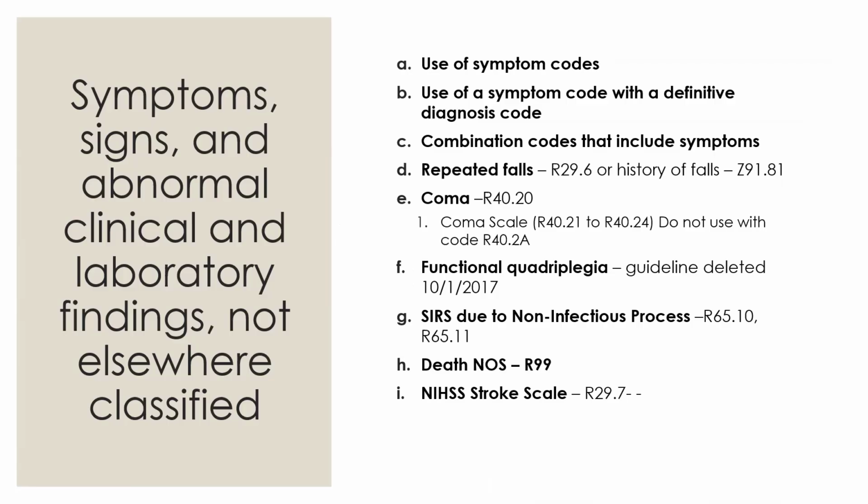So now let's talk a little bit more about the coma scale. The coma scale codes are R40.21 to R40.24 that can be used in conjunction with traumatic brain injury codes. These codes cannot be used with code R40.2A for non-traumatic coma due to an underlying condition. They are primarily used for trauma registries, but they may be used in any setting where this information is collected. The coma scale codes should be sequenced after the diagnosis code or codes.